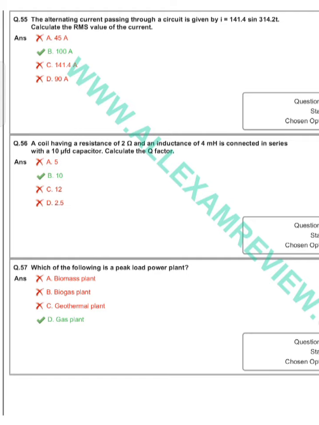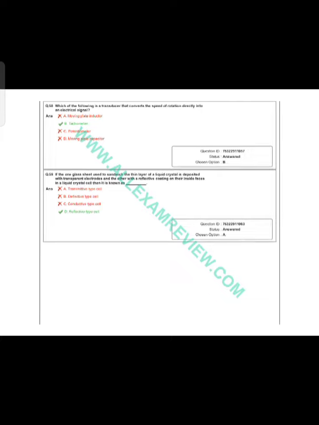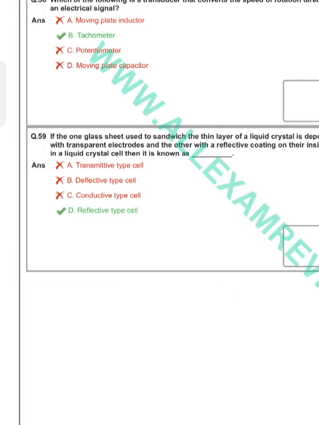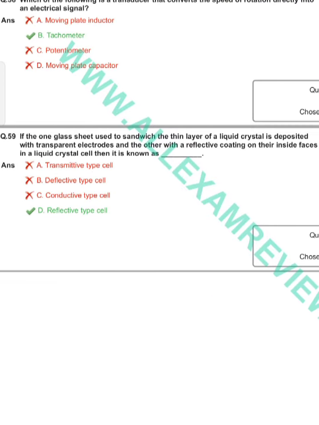What is the peak load power demand? Peak load power demand is always met by a gas plant. You have to know. Okay, 58. Which of the following transducers converts the speed of rotation directly into an electric signal? Tachometer. Tachometer converts the speed of rotation directly into an electric signal.